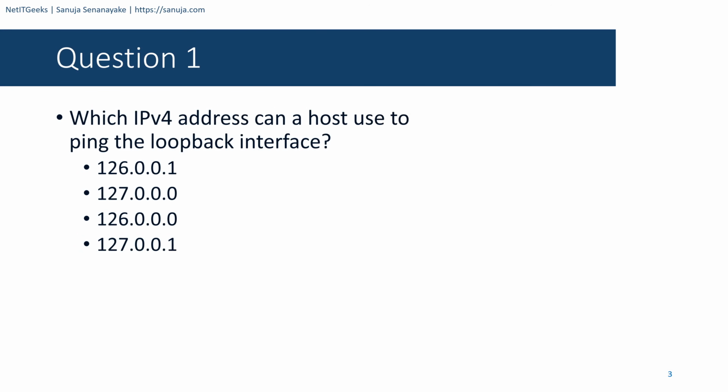So let's look at our question number 1. Which IPv4 address can a host use to ping the loopback interface? In other words, Cisco is asking what is the loopback interface IP address? So we have options of 126.0.0.1, 127.0.0.0, 126.0.0.0, and 127.0.0.1.